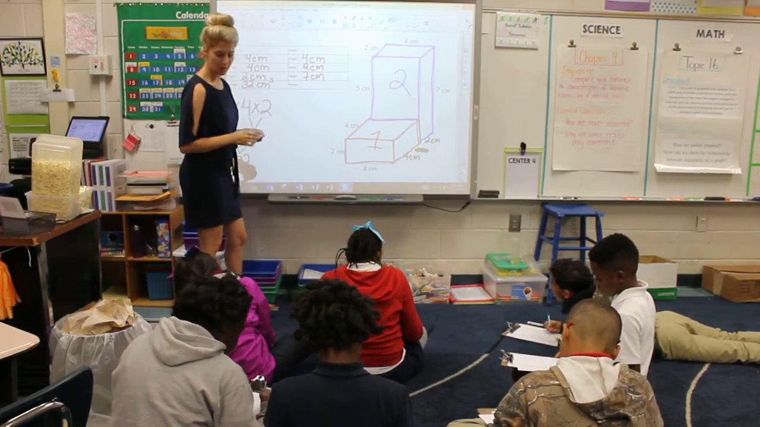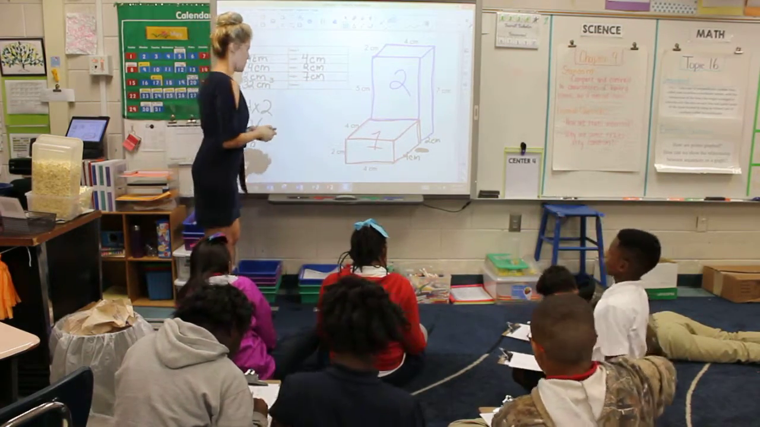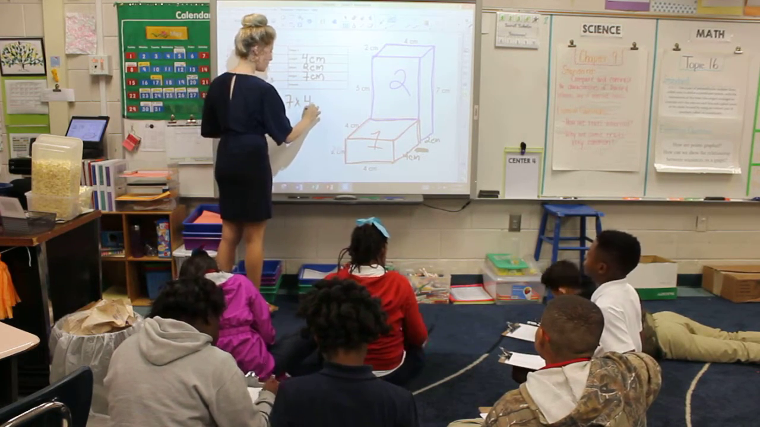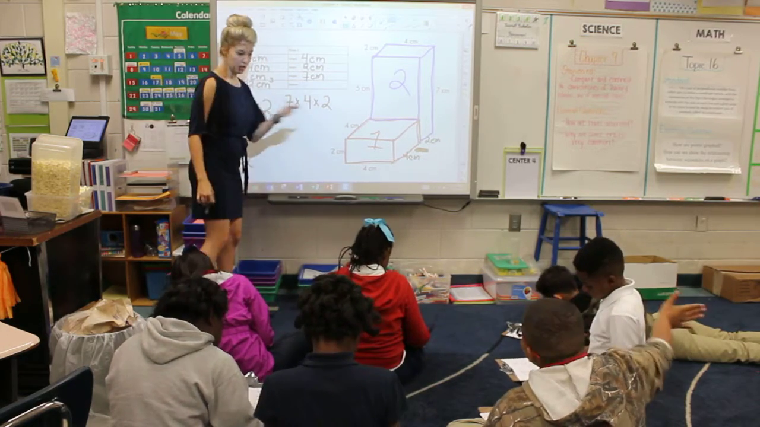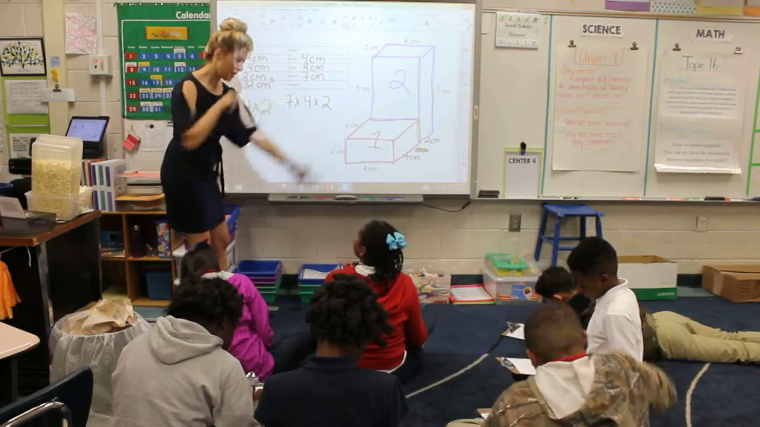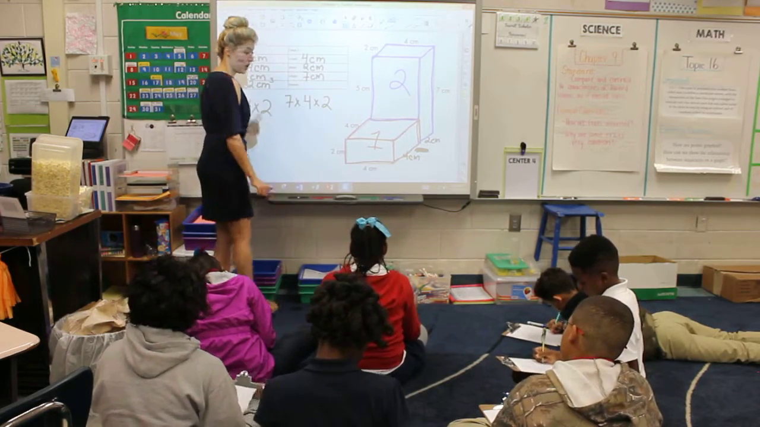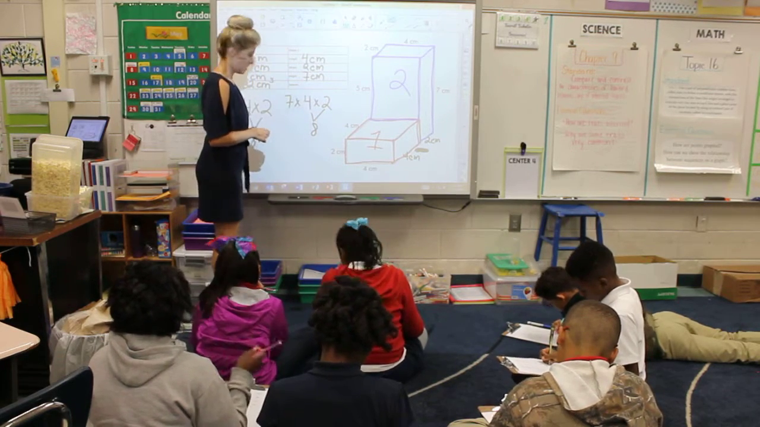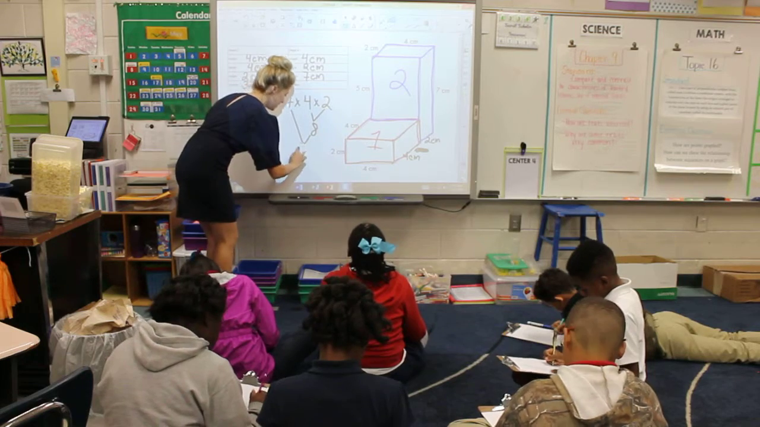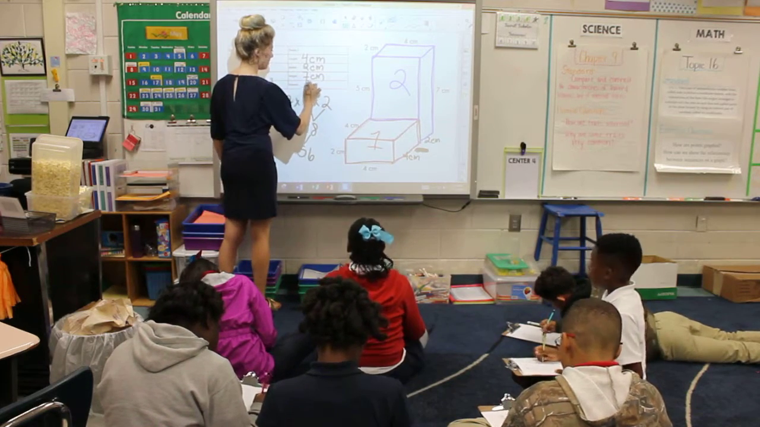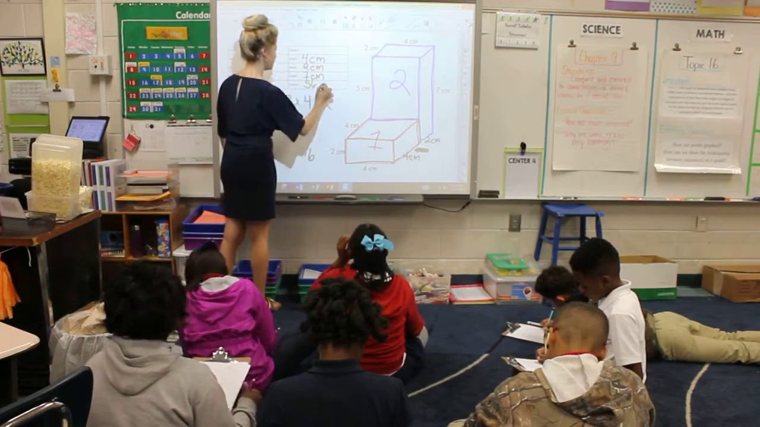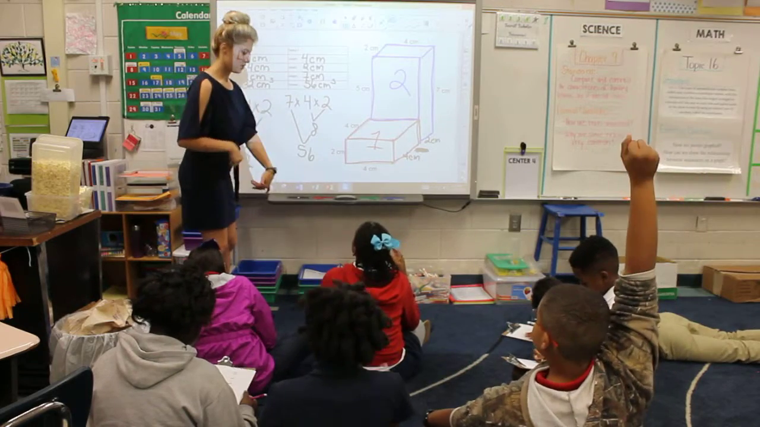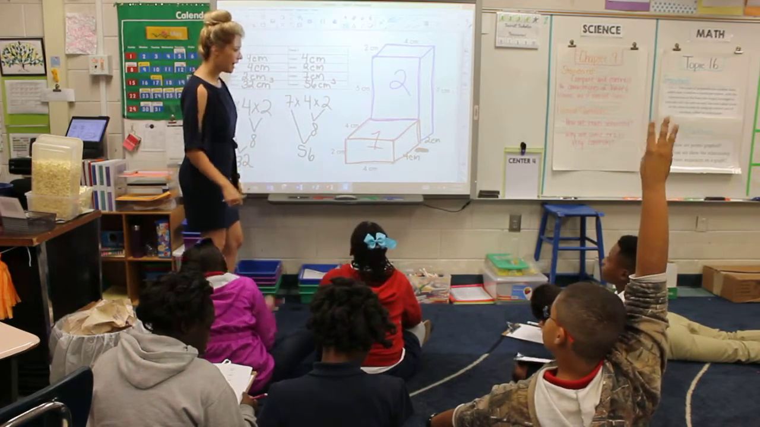All right, who can tell me my multiplication problem here? Antonio. 7 times 4 times 2. Perfect. Again, commutative property of multiplication: you can multiply in whichever order you want. I'm going to do 4 times 2 first. 7 times 8 is 56. Label that for me. 56 centimeters cubed. Why am I putting cubed? Because we multiplied 3 things: length, width, and height.